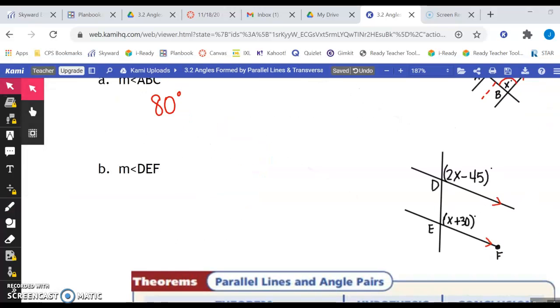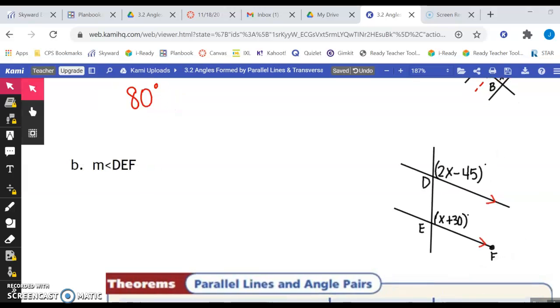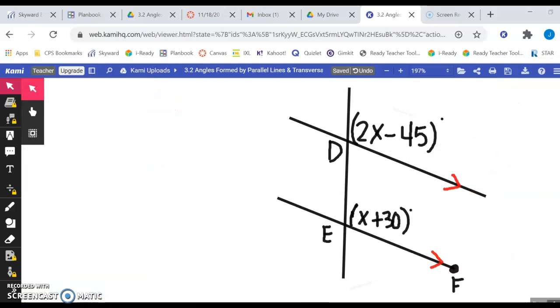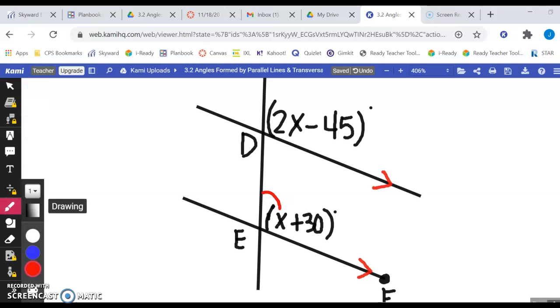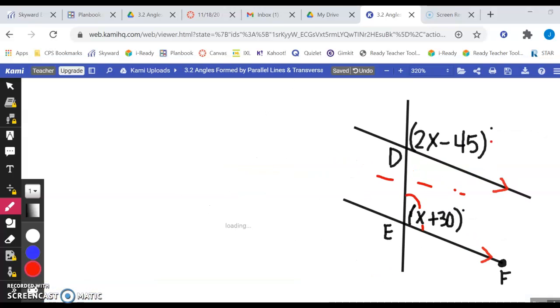And then we have to find the measure of DEF over here. So DEF is this angle right here, indicated by x plus 30. Well, again, if those two lines are parallel, indicated by those arrows, we could cut these in half, and this is the top right-hand corner. So the top right-hand corner of the other section is this 2x minus 45. So we know that both of those are equal. So I can set up an equation showing that those are equal.